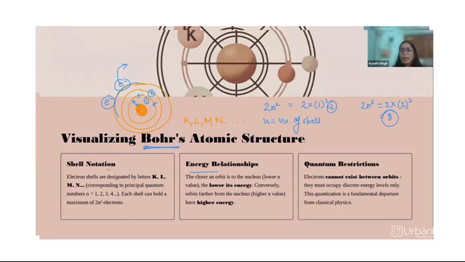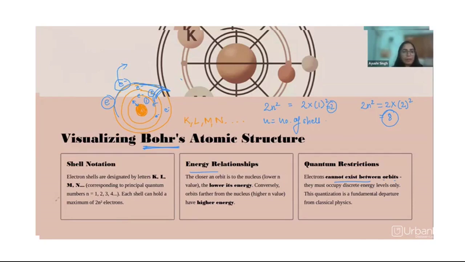And electrons cannot exist between the orbits. He meant to say that electrons cannot be here or here. It has to be in one energy level, one shell or one orbit. It will jump around these, but it will never exist in between the shells. So this is what he meant by quantization.